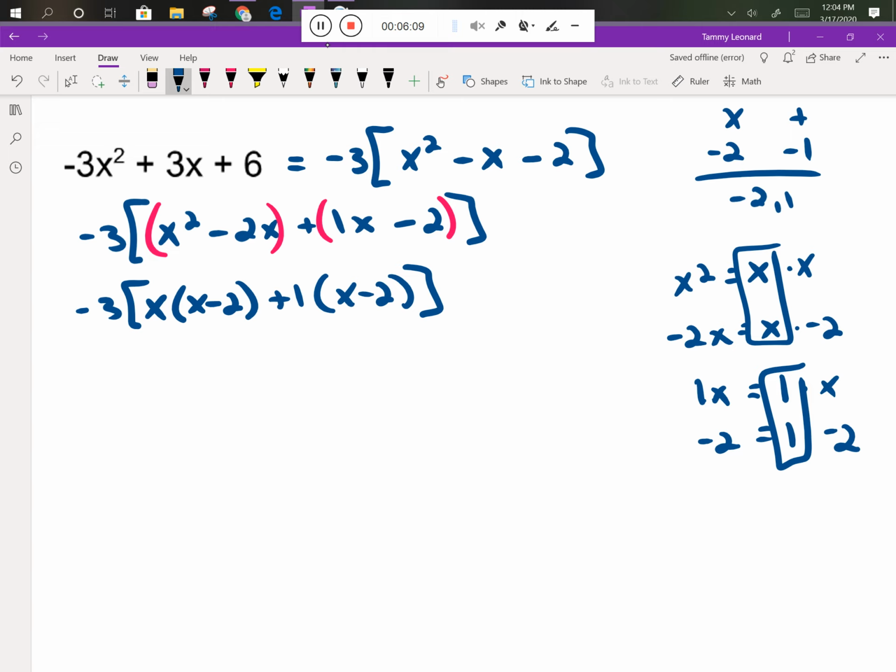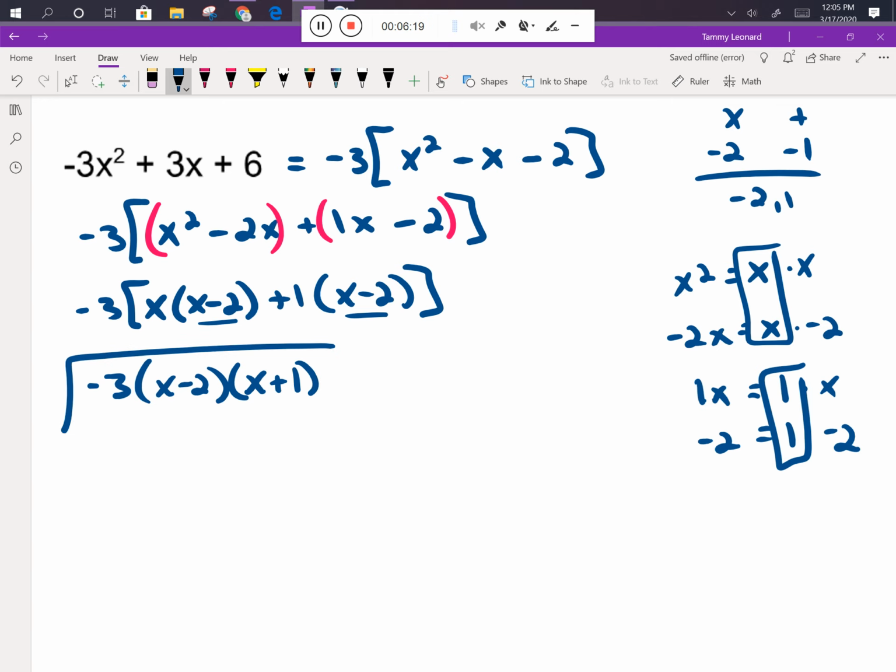So I can see that I'm at the end. I've got a factor of negative 3. I've got the common binomial factor of x minus 2, and then the remaining binomial factor of x plus 1. All right, you have two problems that I left for you to do independently. We've been factoring for quite a few days now, so I hope you can do those two on your own. Give it your best shot, and then upload your work into the Google Classroom when you're done.